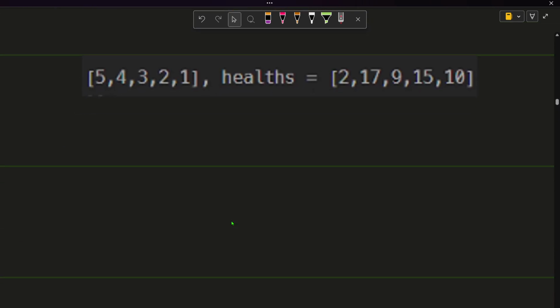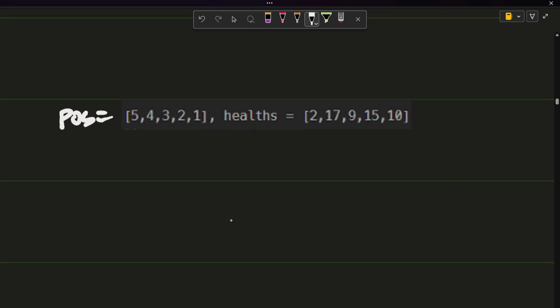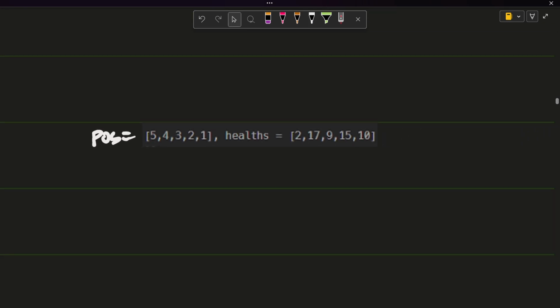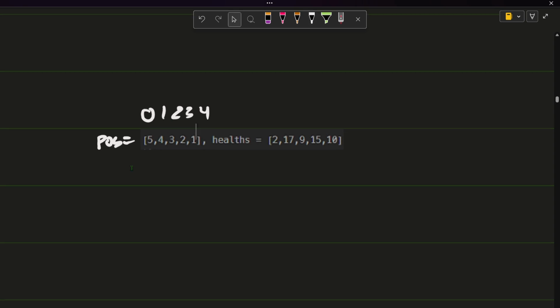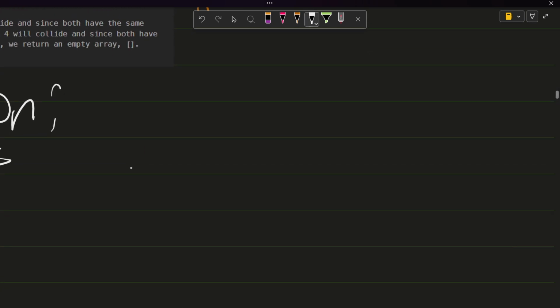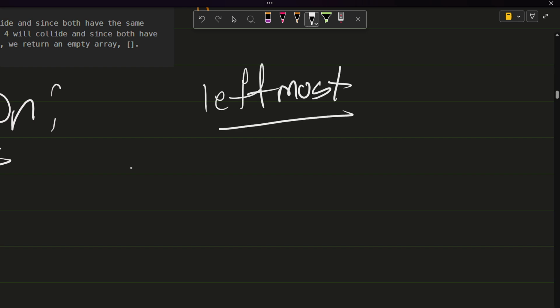Yes, here, these are the positions 5, 4, 3, 2, 1. So we will be giving an index to each and every one: 0, 1, 2, 3, 4, because these are the robots on the number line. So we will be starting from the robot present on the leftmost side. Then only we will be able to understand.